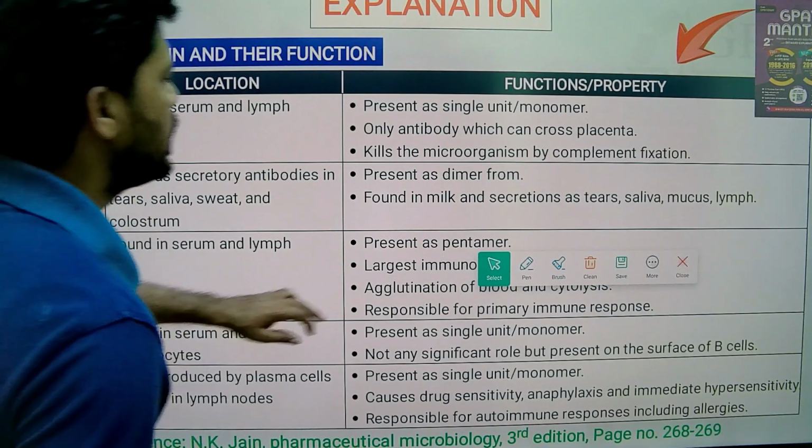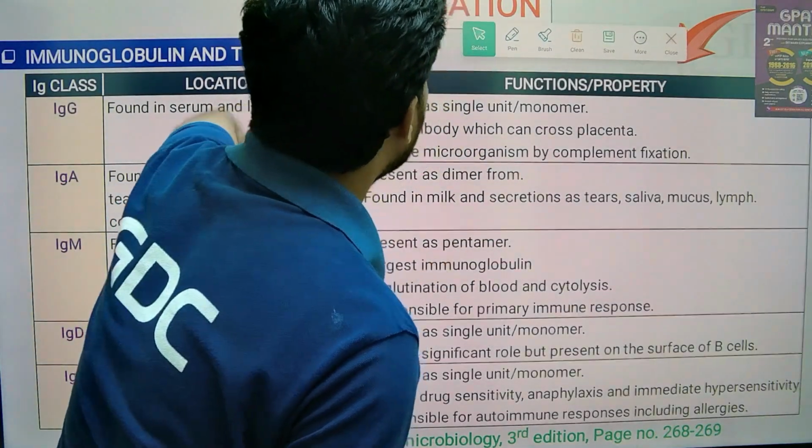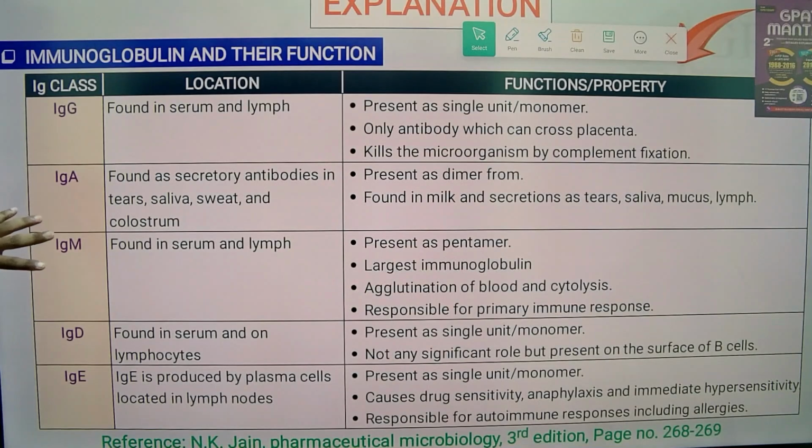Here is the detailed information regarding antibodies. This is very, very important, so please go through it by pausing the video.